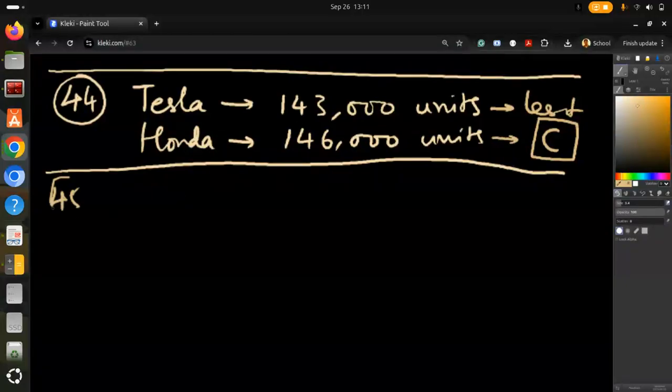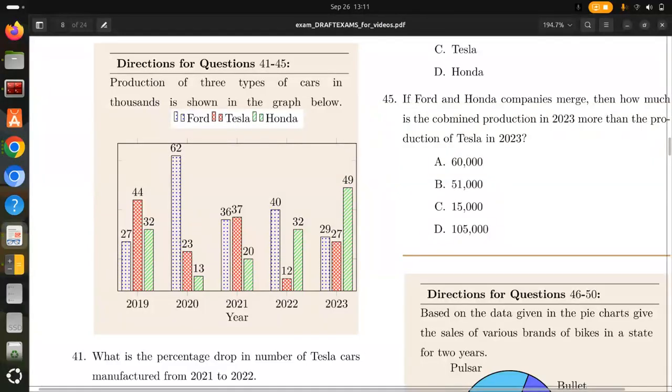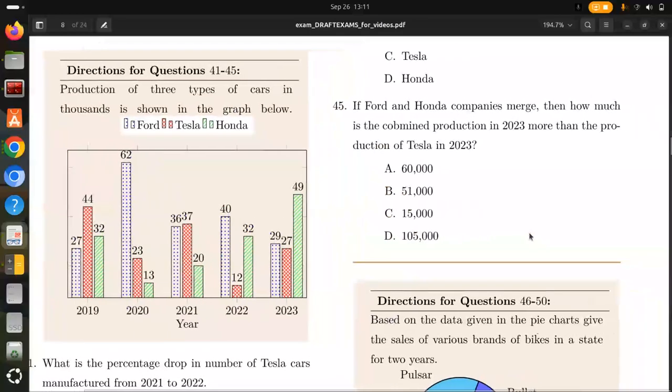Anyway, 45, let us do it. I could have done it with a calculator, but we have to practice solving bar charts and pie charts, a little bit of data interpretation visually also without any calculator. Where it is required, we will use a calculator. Anyway, question number 45 is again on the screen. You can try yourself or you can compare your answer with me. If Ford and Honda companies merge, then how much is the combined production in 2023 more than the production of Tesla in 2023?